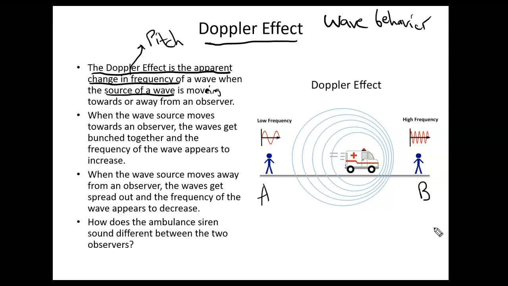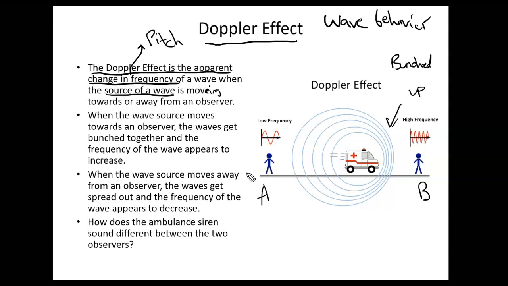Person B, if the ambulance is coming towards them, you can see that on this side, these sound waves get bunched up. Okay, because the source of the wave is moving in that direction, you can see the waves get closer together. If the waves get bunched up, that means less wavelength, that means higher frequency. And so person B is going to hear a higher frequency than person A.